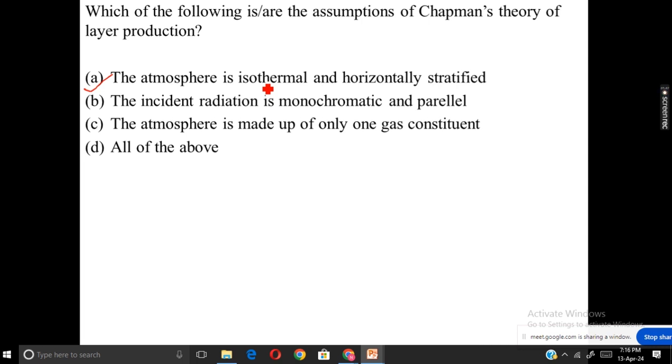And for simplicity, we have also considered the incident radiation to be monochromatic and parallel. Monochromatic in the sense it has only one wavelength. And the atmosphere is made up of only one gas. That also we have assumed, because then only can we define a single cross section area sigma for all the gases. If there are different gases, then sigma will be different for different gases. So ultimately all three are true. So all of the above is the answer.